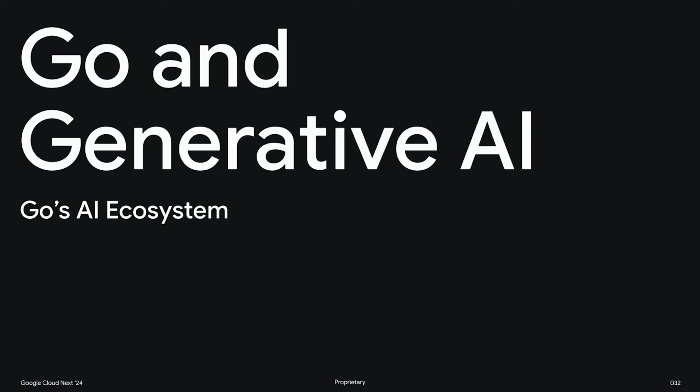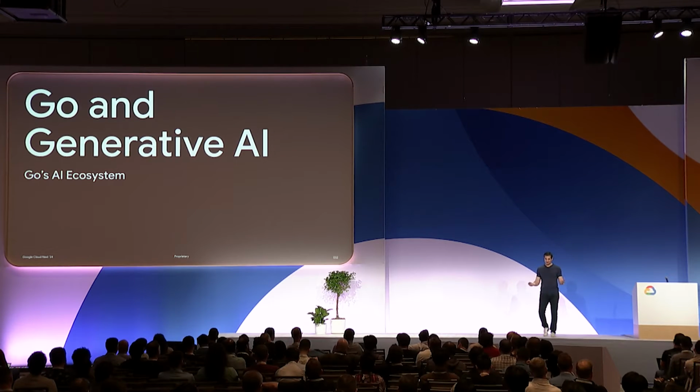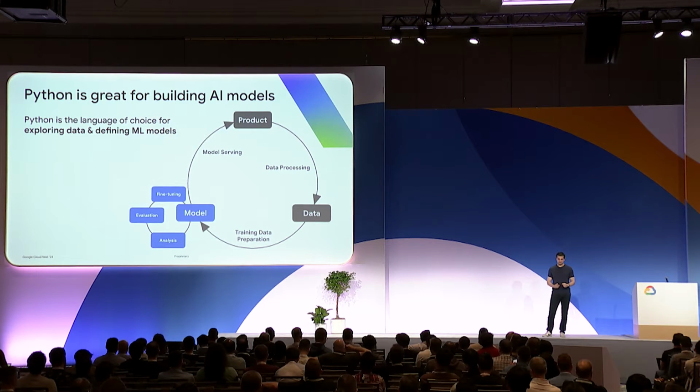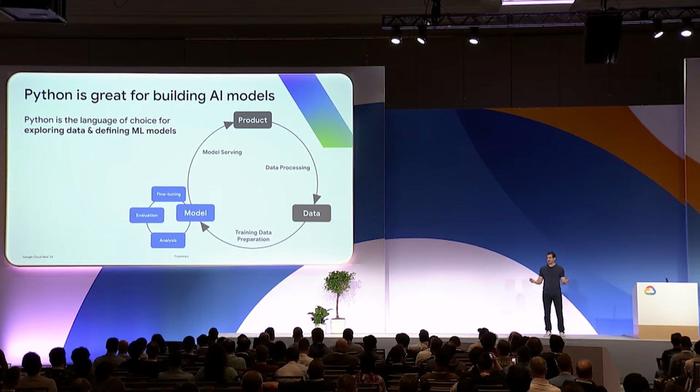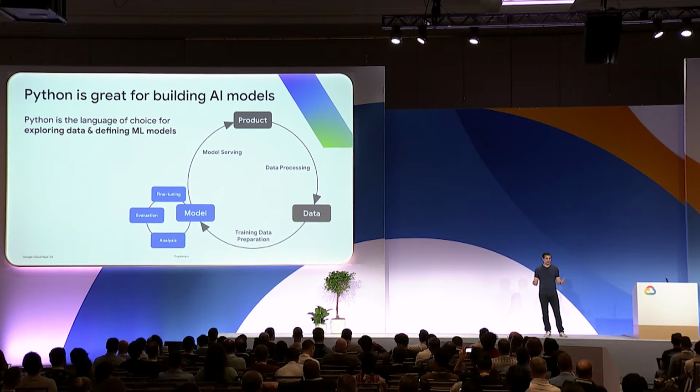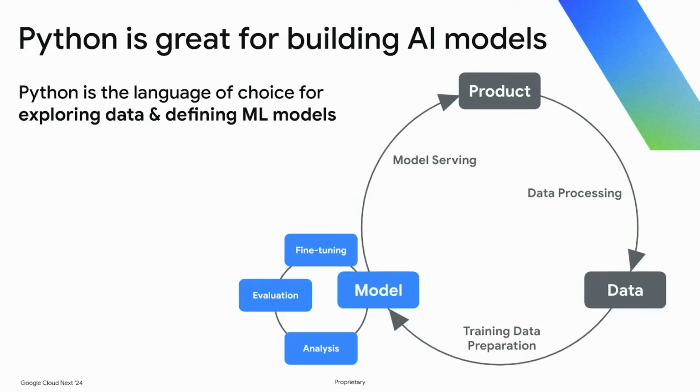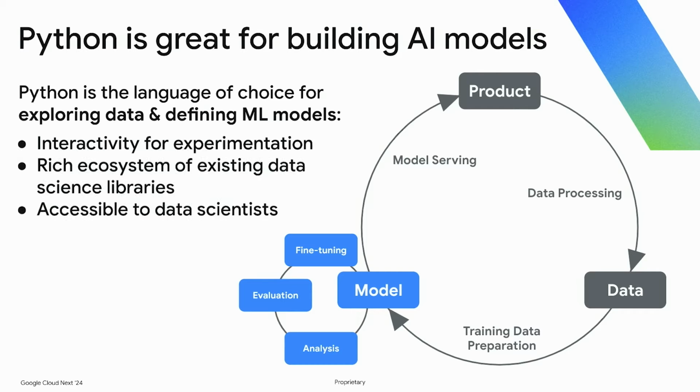Okay, so that was a lot about Go, but we promised you a little bit about AI, so we'll do that now. Generative AI in particular is obviously new, and I think a lot of the norms have yet to be established. But one thing that we've all seen is that Python has done really well in every aspect of AI. That's because Python is the language of data scientists. It's great for working with data, developing models, using its rich ecosystem of data science libraries.